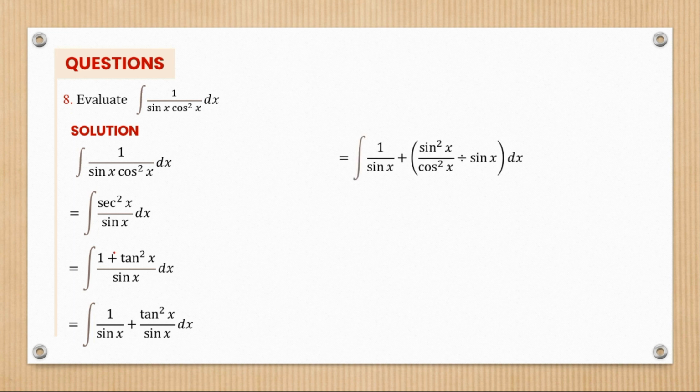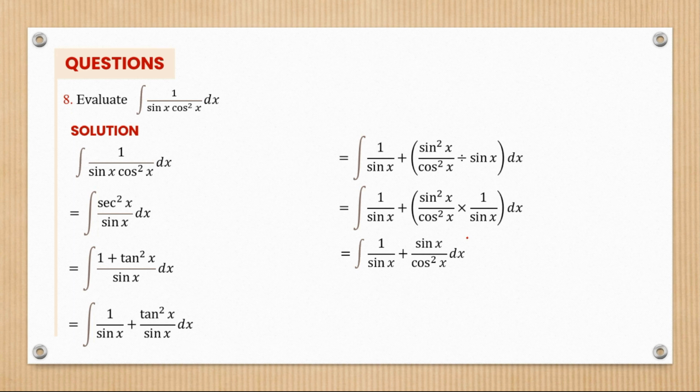Then the next step is to convert tan into the form of sine and cos. So tan squared x is actually sine squared x over cos squared x. Now we have them dividing this sine x. But that division, if turned into a multiplication, is 1 over sine x, so this and this will reduce, and I'll end up with the integral of 1 over sine x plus sine x over cos squared x dx.